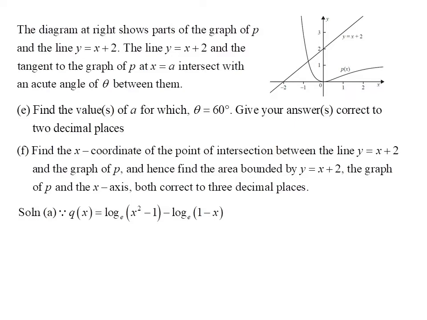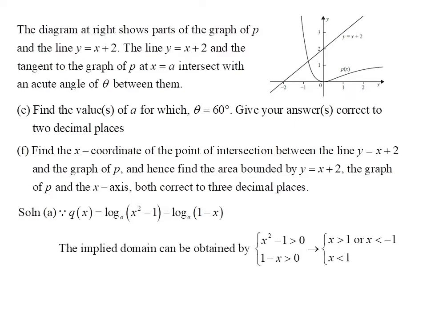Since q of x equals logarithm base e of (x squared minus 1) minus logarithm base e of (1 minus x), the implied domain, or say the maximum domain, must satisfy two inequalities: x squared minus 1 is greater than 0 and 1 minus x is greater than 0. Solving these two inequalities, the domain of q of x we found is x less than -1.